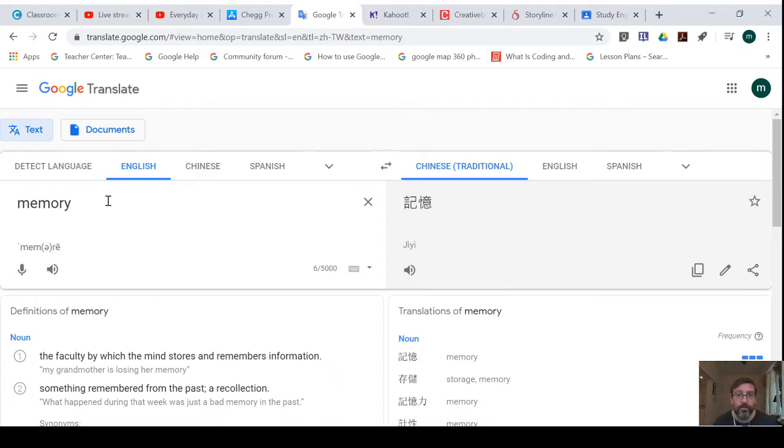Now, with all these fantastic things like Google Translate, we can get lots of help with words and learning words and finding out what they mean. But you still need to remember the words, right? You still need to learn them, learn how to say them, learn how to write them and spell them. So today, we're going to start with a little memory game.